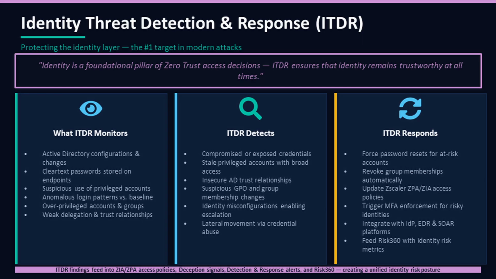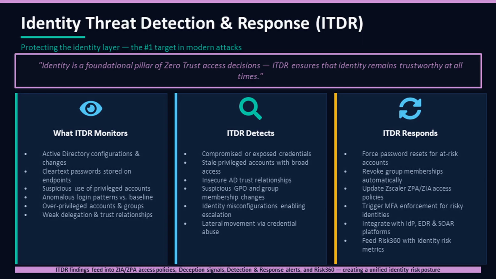What it monitors: Active Directory configurations and changes, clear text passwords stored on endpoints, suspicious use of privileged accounts, anomalous login patterns that deviate from established baselines, overprivileged accounts and groups that violate least privilege principles, and weak delegation or trust relationships. What it detects: compromised or exposed credentials, stale privileged accounts that accumulate access over time without review, insecure cross-domain trust relationships, suspicious changes to group policy objects and group memberships, identity misconfigurations that create privilege escalation paths, and lateral movement attempts via credential abuse.